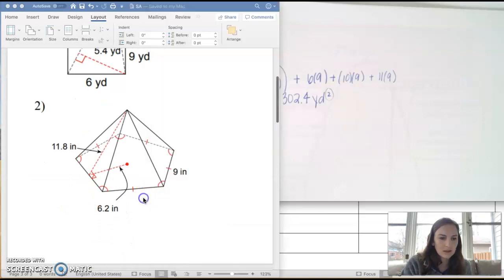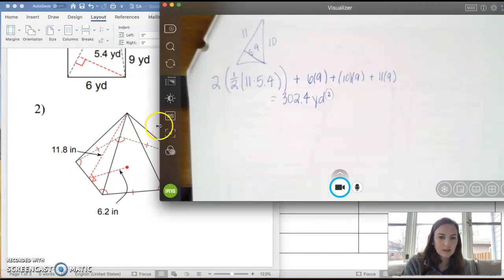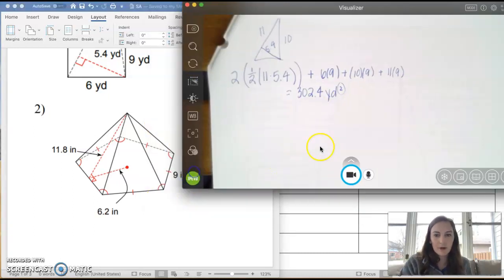Okay, so let's try this next one. Okay, let's see, do we have all the information we need? Let's slide this over a little bit. Sorry guys, still trying to figure out the tech on this new platform. There we go. Okay, so next we have a pyramid here.